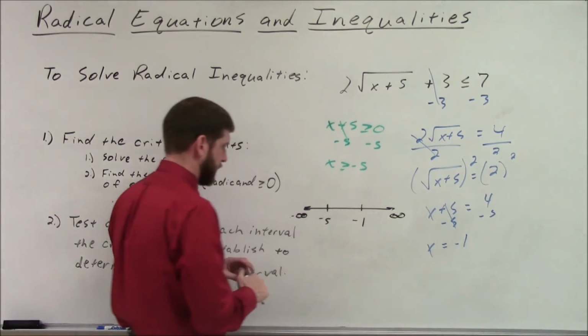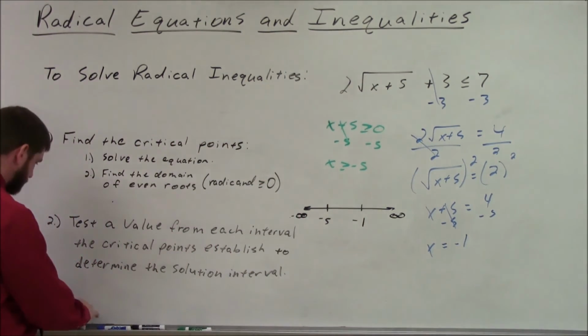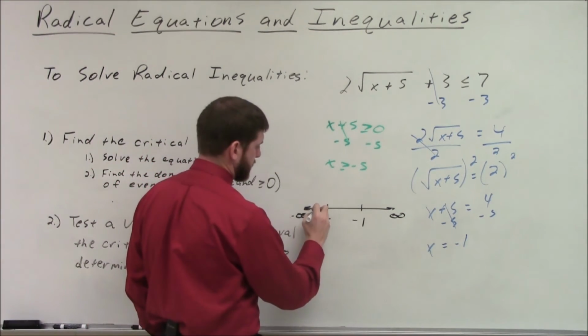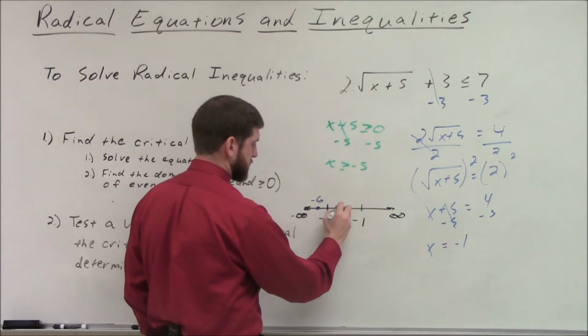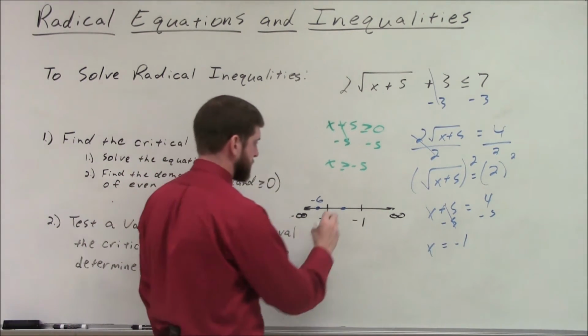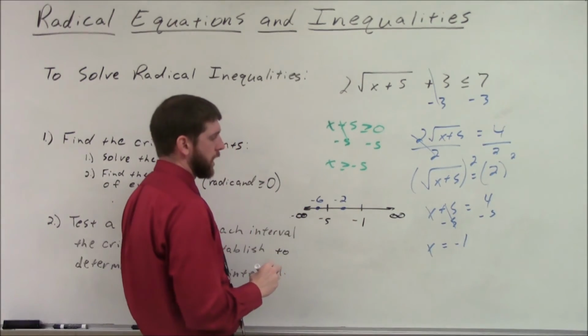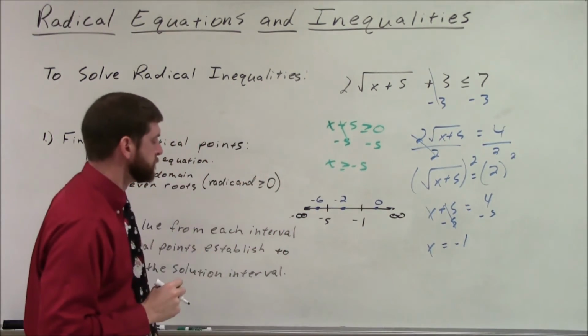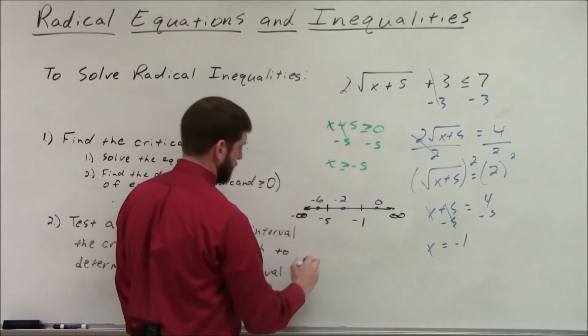-5 and -1 are your critical points. And we're just going to test points from each interval. So to the left of -5 is -6. Between -5 and -1, you pick whatever you want. Say you want -2. To the right of -1 is the one we all like, which is 0. And then we just plug back in.